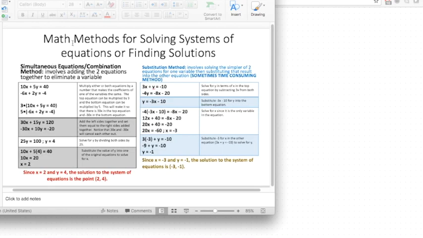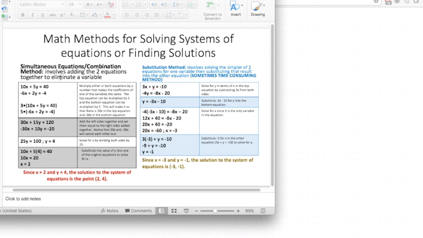Our next step is the math methods for solving systems of equations or finding solutions. And there are two methods: simultaneous equations, or the combination method, and the substitution method. The simultaneous equations or combination method is the most common on the exam. It's more popular, and I should say it's more frequently used because sometimes it's a shorter method than the substitution method. But again, it all depends on how quick you can work.